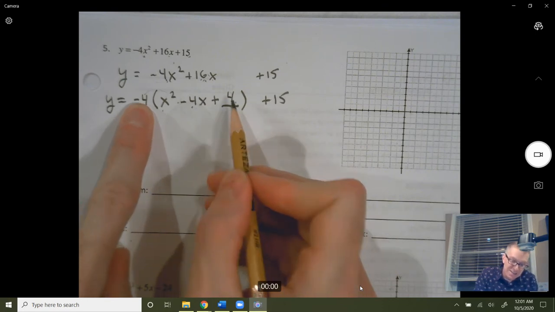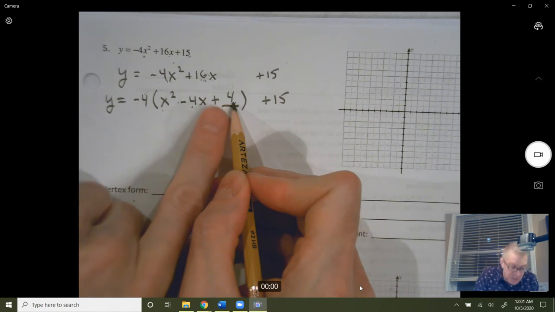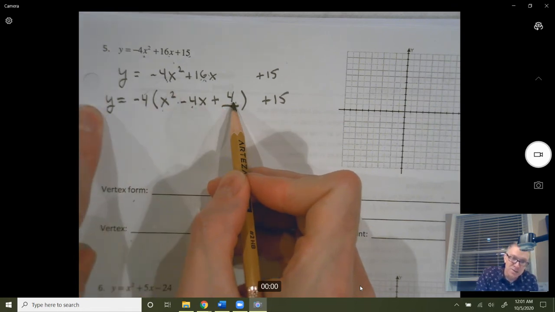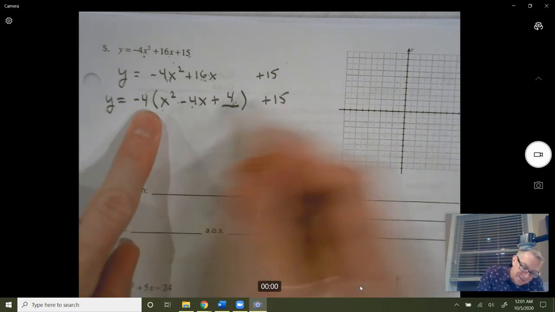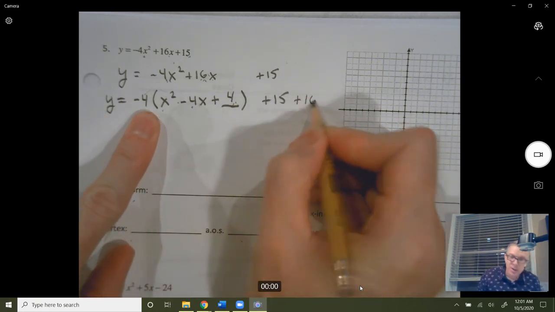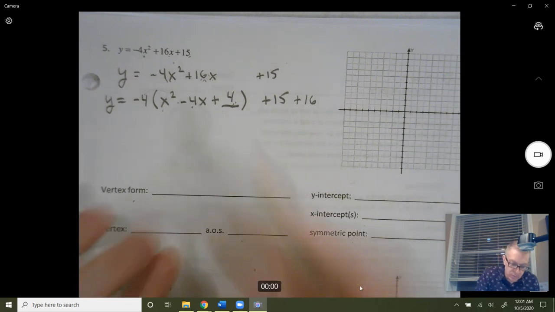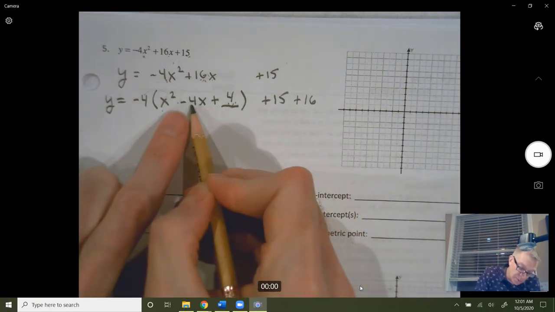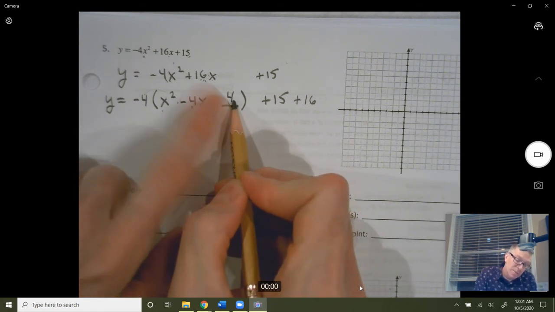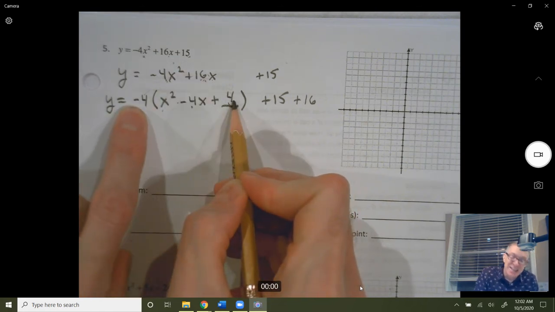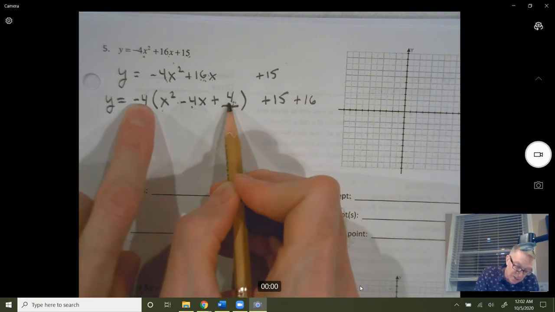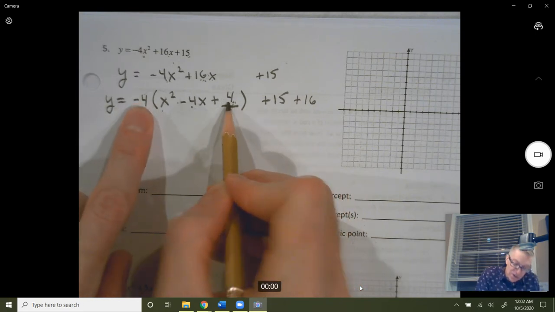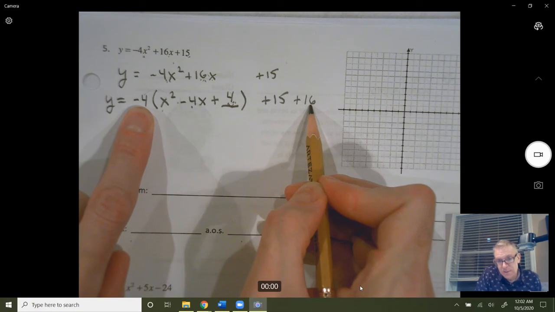So to counteract that, we either have to subtract 16 from the other side of the equation, but we kind of don't want to deal with that side. Or we can add 16 to this side of the equation. Okay, so just to recap, what we did here when we added this 4, we found the 4 because we took half of this and squared it. But that 4 is being multiplied by a negative 4, so we really added a negative 16 to the right side of the equation. So if we add a negative 16, we also have to add a positive 16, so in effect we added 0.